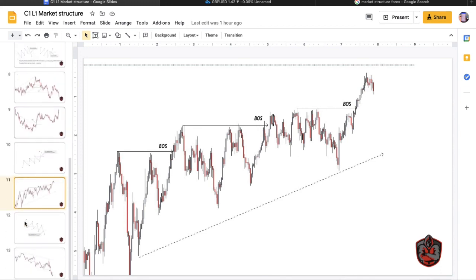Okay, so overall that sums up lesson number 1, understanding market structure and identifying the 2 types of break of structures: the break of structure that shows continuation in trend, and the break of structure that signals trend reversals.